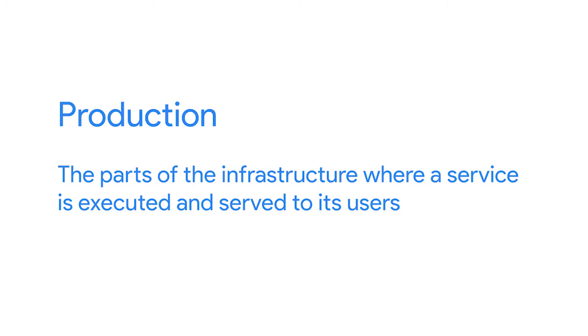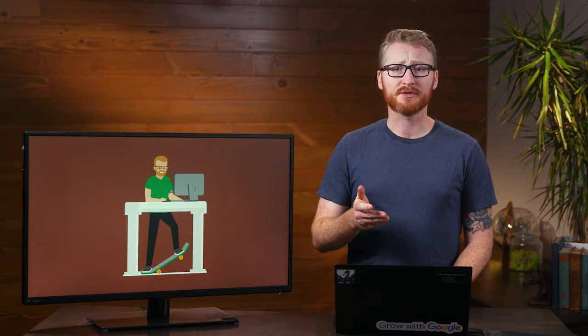First, what do we mean by production? In an infrastructure context, production is the parts of the infrastructure where a service is executed and served to its users. If you host a website, the servers that deliver the website content to the users are the production servers. Inside your company, the servers that validate users' passwords are the production authentication servers. You get the idea. Making changes to the production servers can be tricky because if something goes wrong, the service can go down. So how can we roll out changes safely?